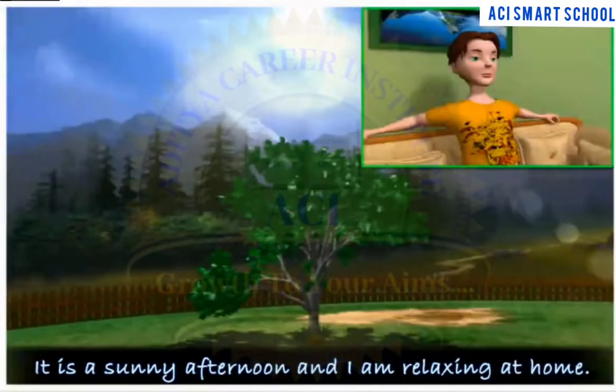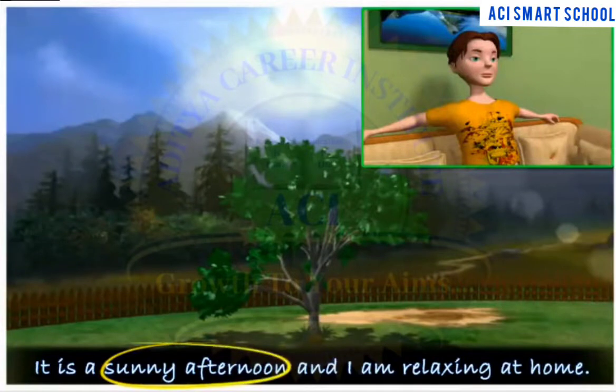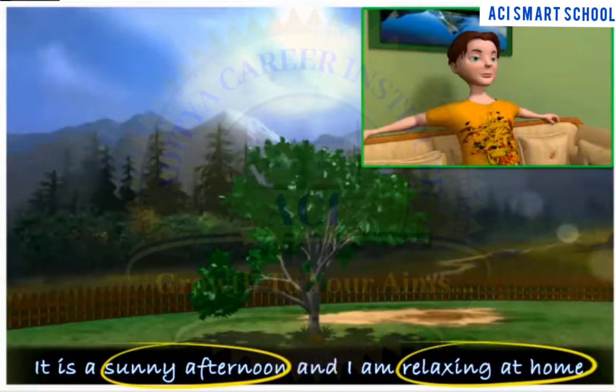In the previous example, the two ideas are the sunny afternoon and somebody relaxing at home. Both these ideas are given equal importance because of the use of the coordinating conjunction and. Both the clauses that present these ideas are the main clauses of the sentence.